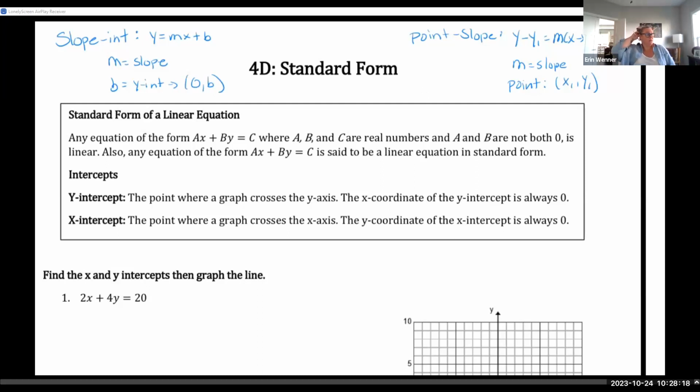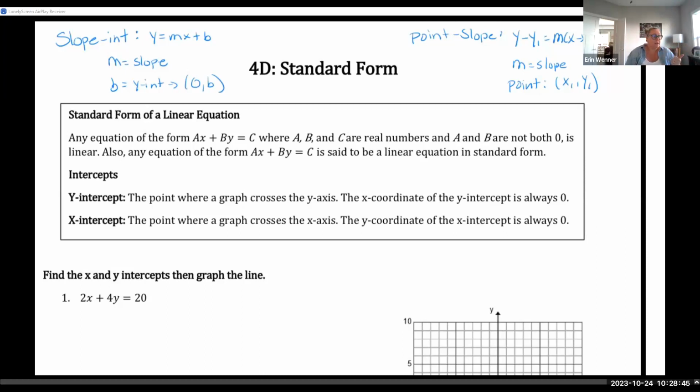So any equation in the form ax plus by equals c, where a, b, and c are all real numbers, and a and b are not both 0, that equation is considered linear. Also, the equation in the form of ax plus by equals c is said to be a linear equation in standard form. Now, where this is really helpful is, like I said, we can generate our intercepts.